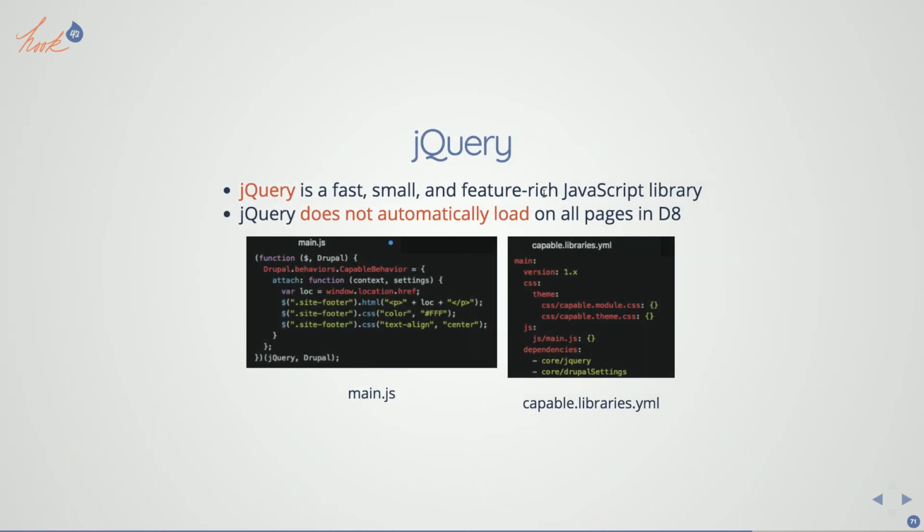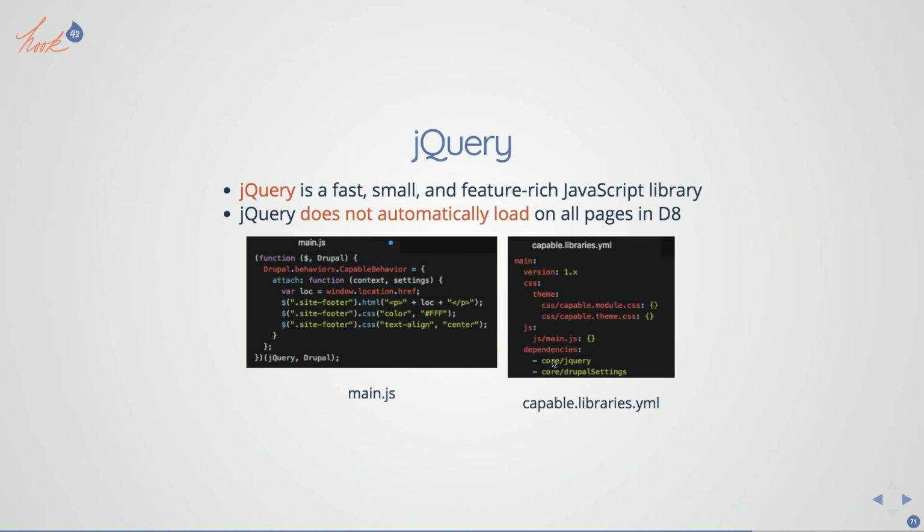A little bit about JavaScript. If you haven't used jQuery, it's wonderful. It's very fun. It's a fast, small, and feature-rich JavaScript library. As opposed to D7, JavaScript does not load on all pages on D8, so you have to explicitly load it. Here's an example of our main.js file, which is just loading the page that they've gone to, the URL, and then it adds a little styling.